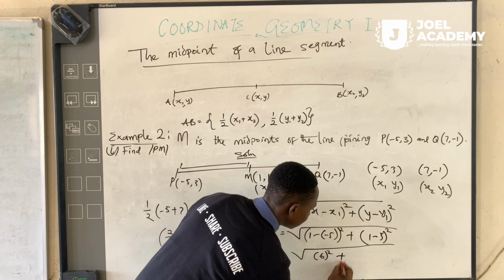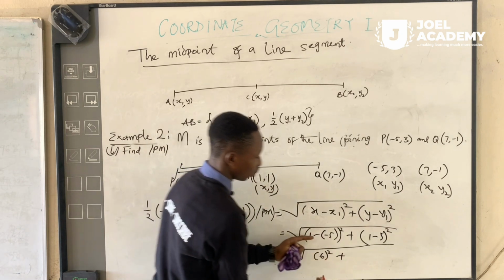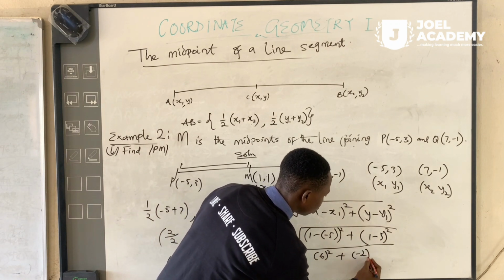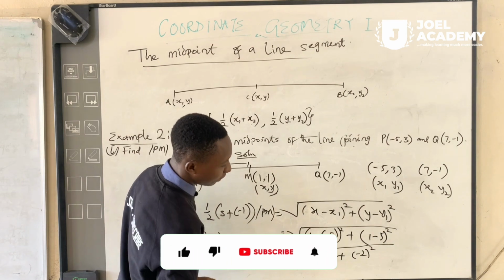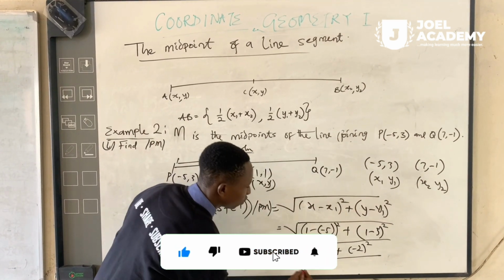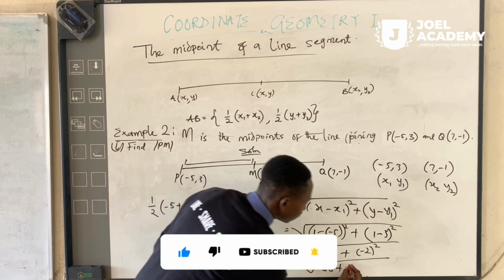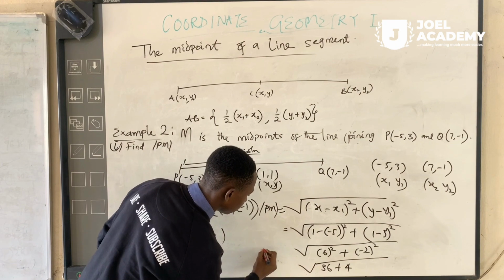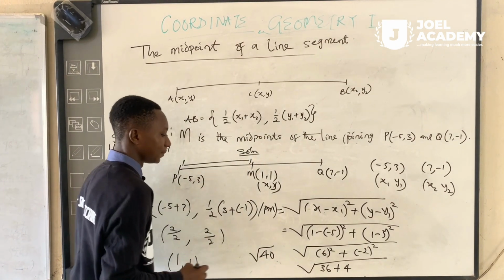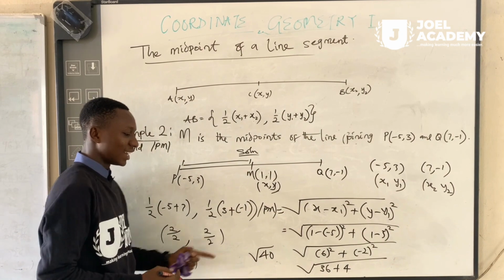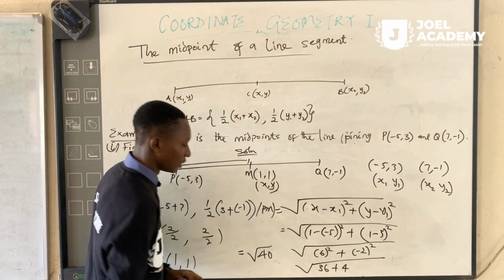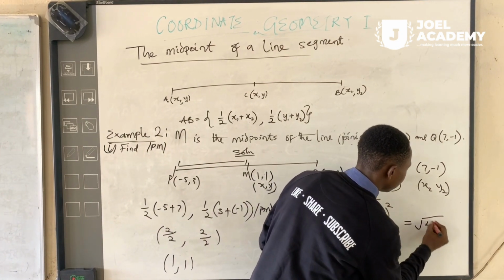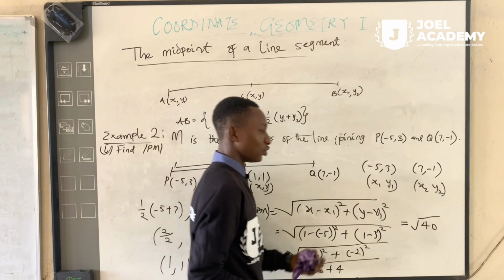Simplifying this, we have 6 squared, because minus multiplied by minus gives us plus, so 1 plus 5 gives us 6 squared, plus minus 2 squared. 6 squared gives us 36, plus 4, which is 40. So we have root of 40, and we're going to simplify root of 40 using our short form.